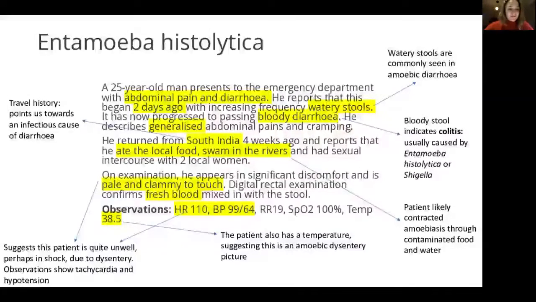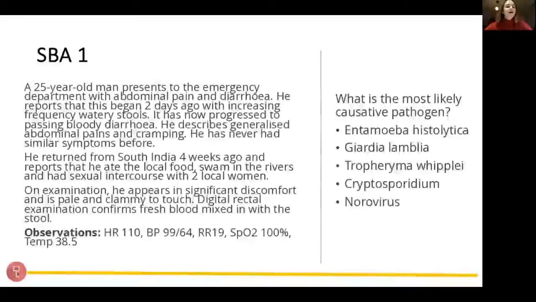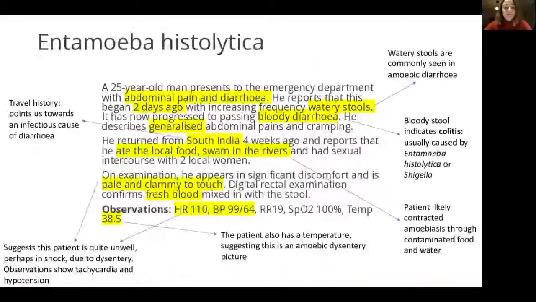Okay, so maybe let's go back to the question, although you can see the answer. Let's just talk through it, and the next one will be better. I'll break down the relevant parts of the question. So this is a young man who's presenting with abdominal pain and diarrhea. He has a 2-day history of watery stools.